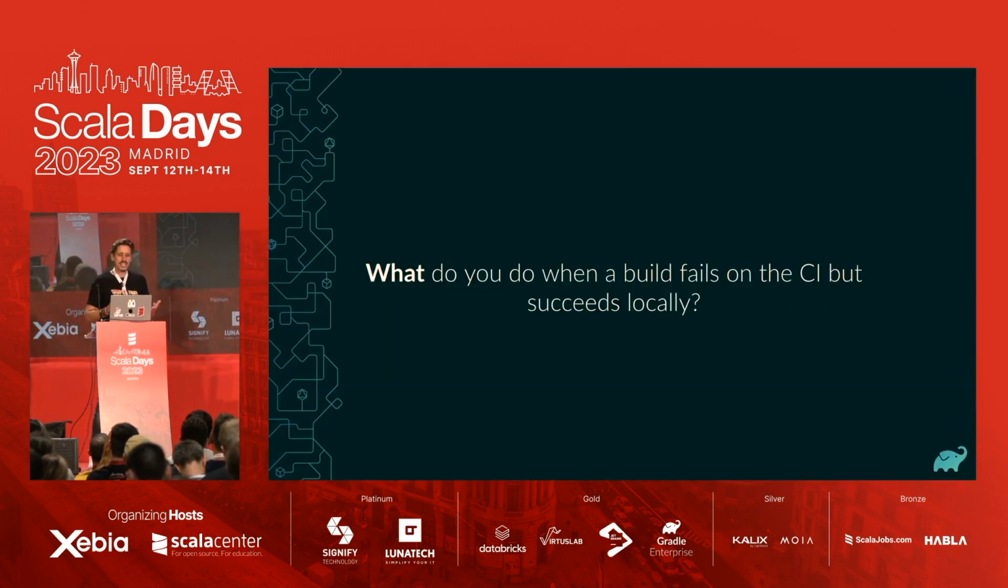So what do you do when a build fails on the CI but succeeds locally? How often does that happen? It definitely happened to me. It's like, it worked on my machine, right? So what do you do at that point?